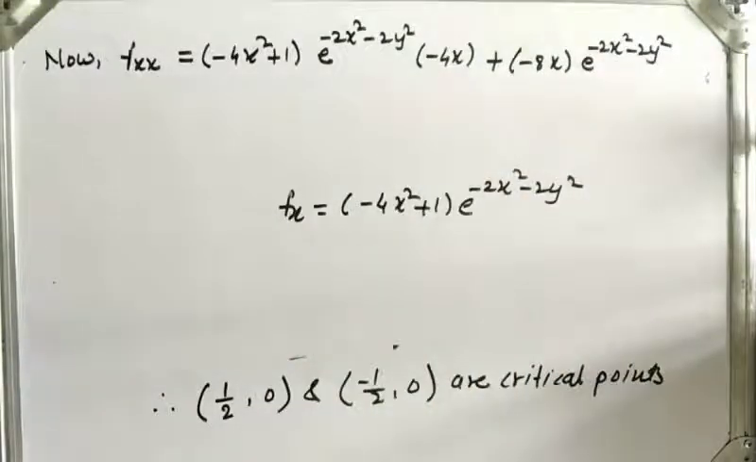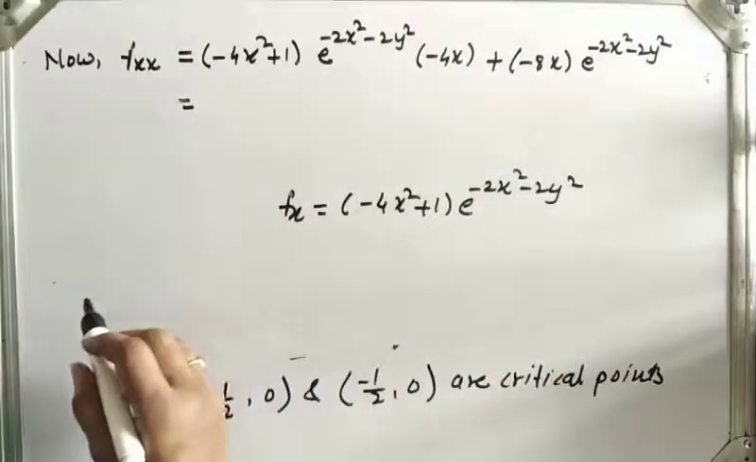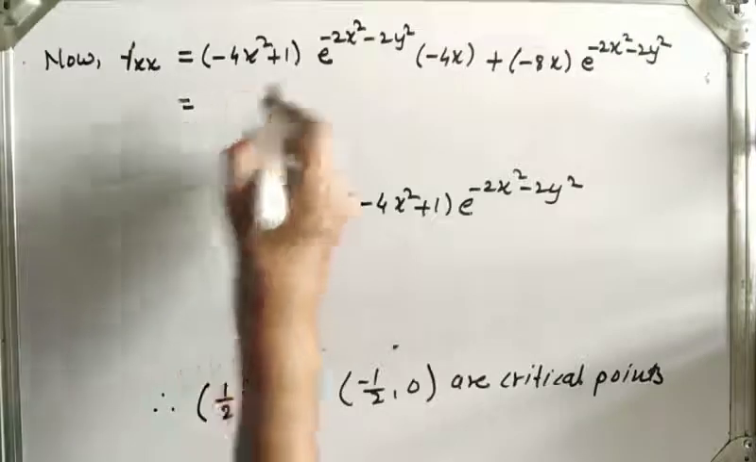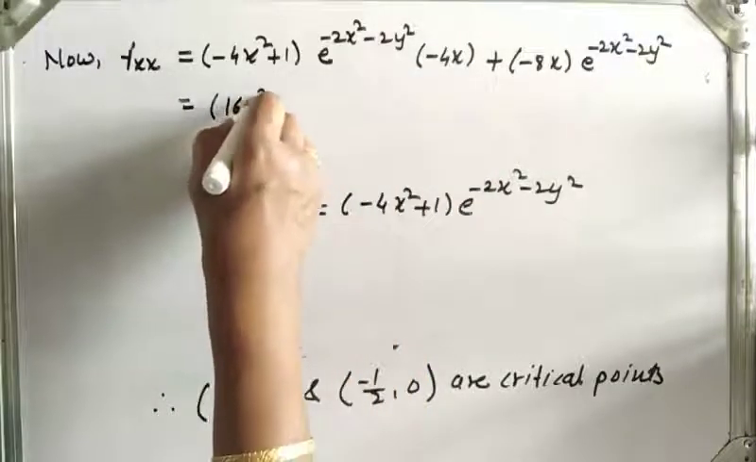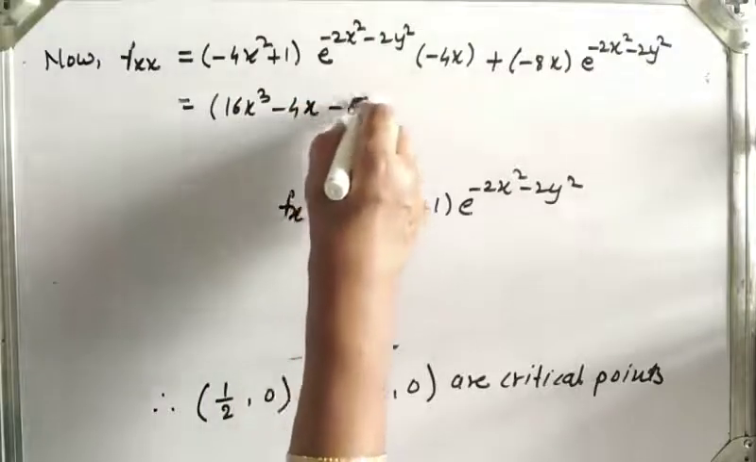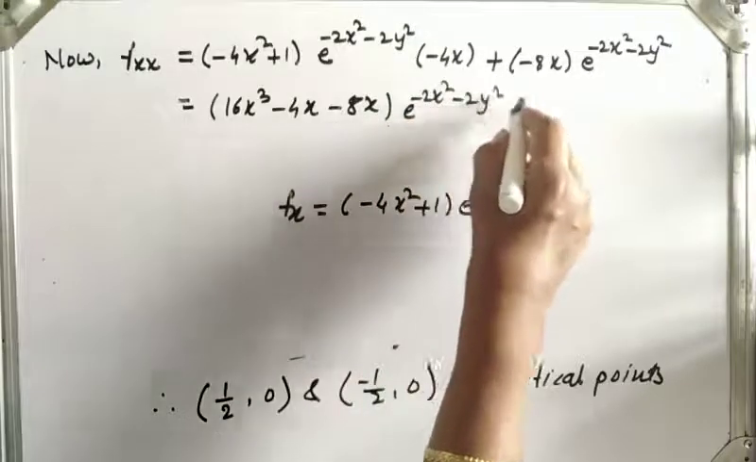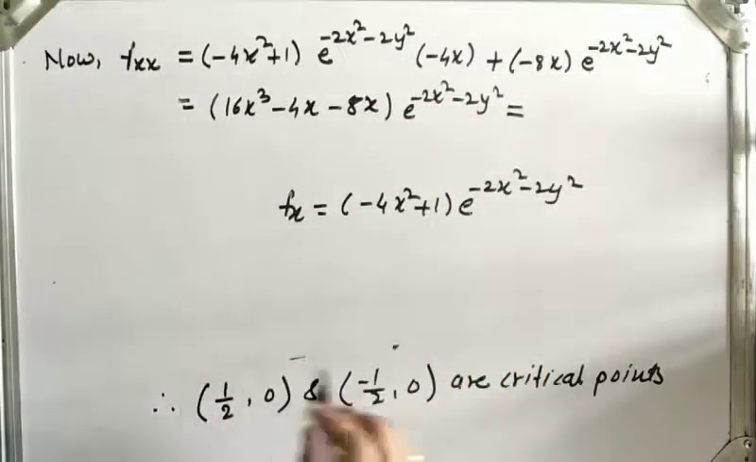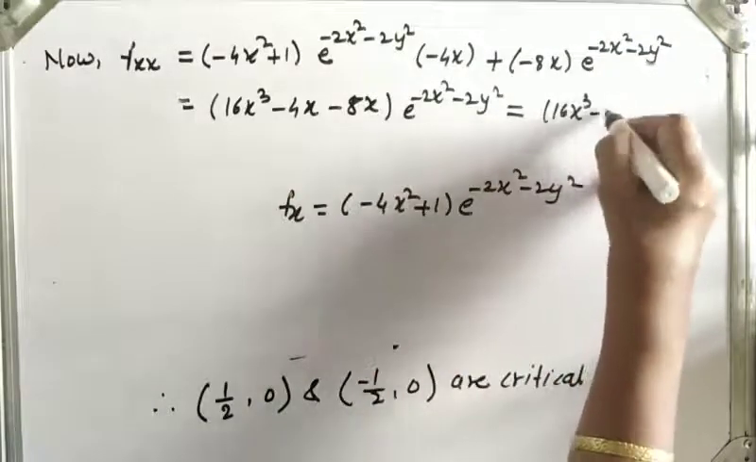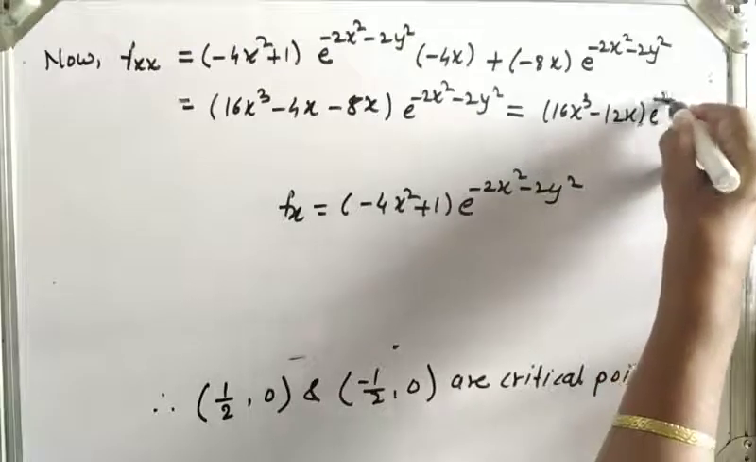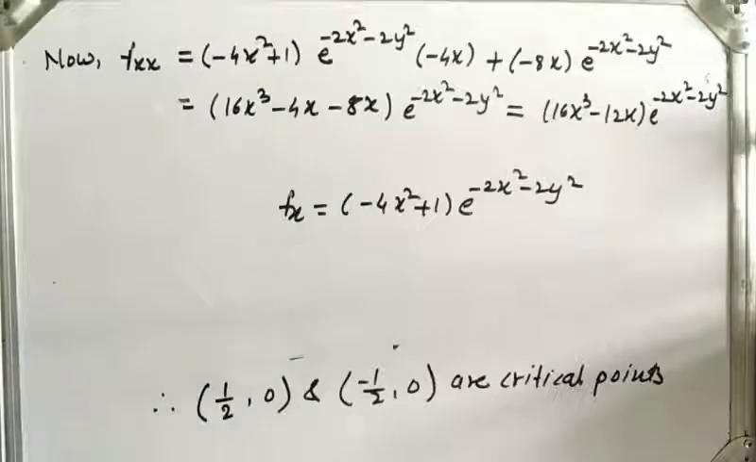Okay, so let us simplify it. Let us take e raised to minus 2x square minus 2y square common. So multiply by minus 4x to this, it will be 16x cube minus 4x minus 8x into e raised to minus 2x square minus 2y square. So it will be 16x cube minus 12x into e raised to minus 2x square minus 2y square. Okay, it is our fxx.